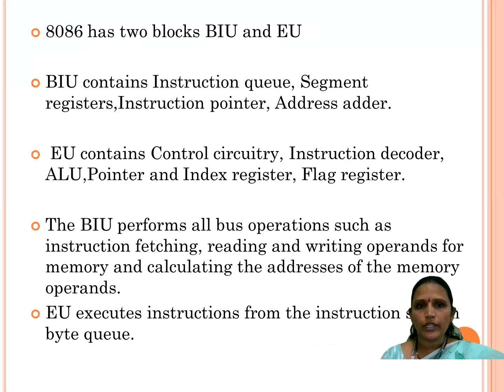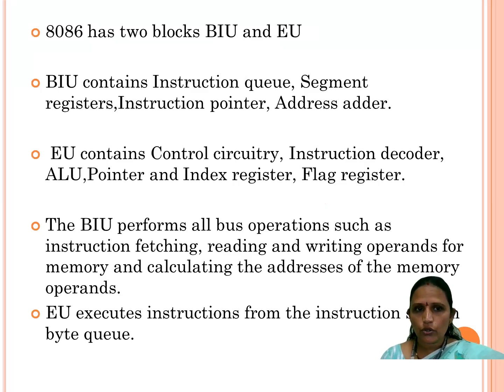So the bus interface unit contains the instruction queue, segment registers, instruction pointer, and the address adder. And coming to the control circuitry of the execution unit, it consists of an instruction decoder, ALU, pointer and index registers, and the flag register.